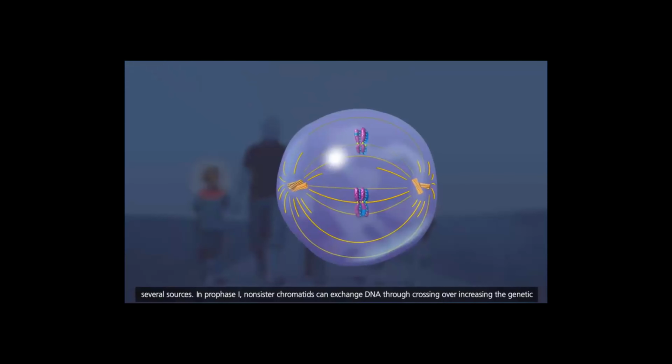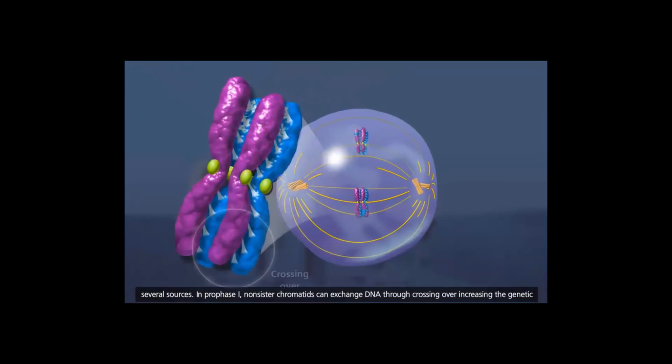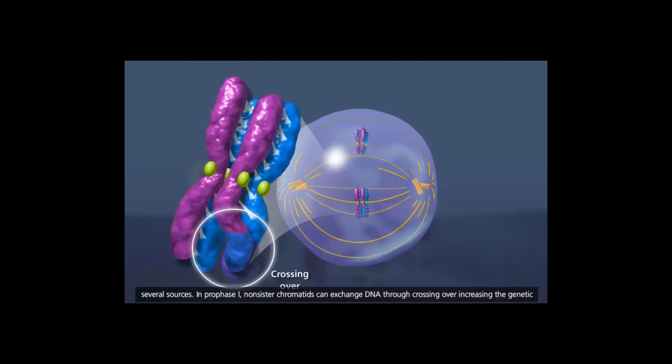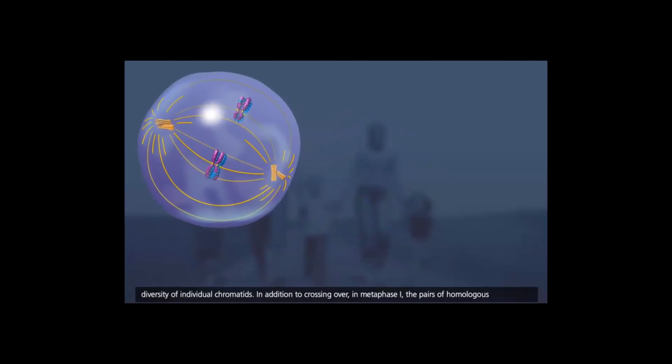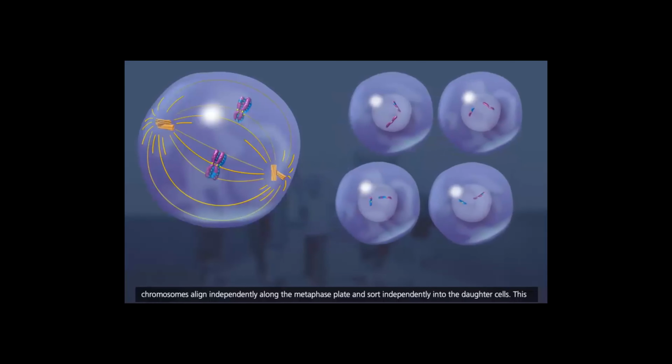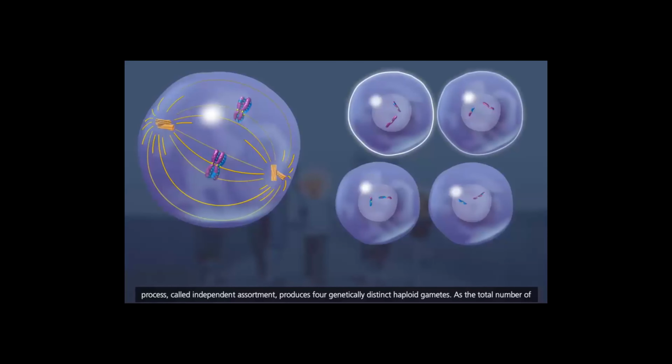In prophase I, non-sister chromatids can exchange DNA through crossing over, increasing the genetic diversity of individual chromatids. In addition to crossing over, in metaphase I, the pairs of homologous chromosomes align independently along the metaphase plate and sort independently into the daughter cells. This process, called independent assortment, produces 4 genetically distinct haploid gametes.